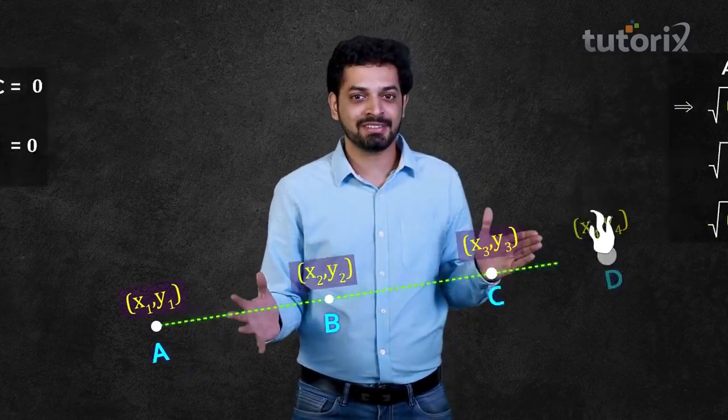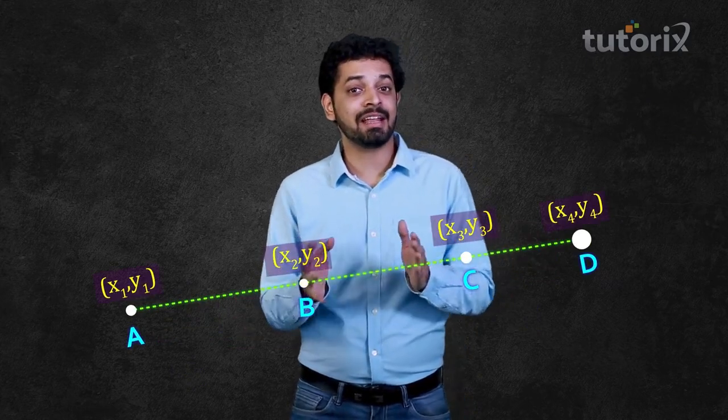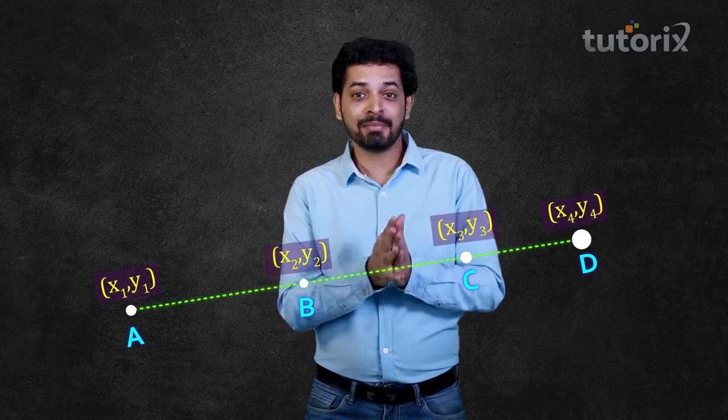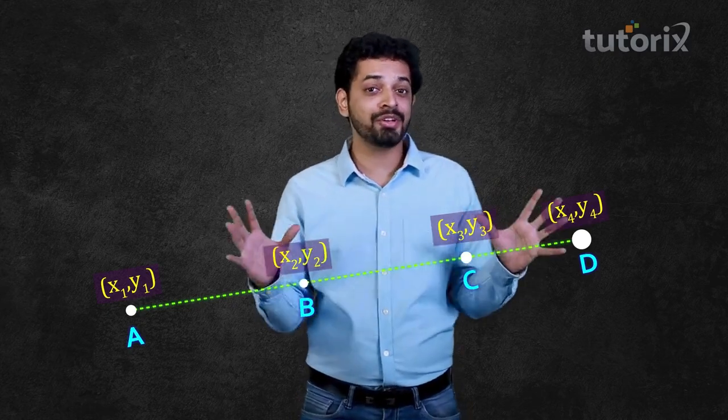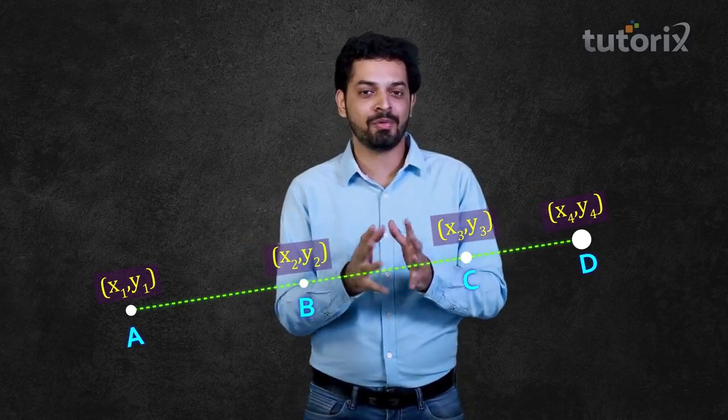Now what if we had 4 points? Then showing collinearity will become slightly challenging. But let me tell you that the slope of a line is a way more intuitive way to see the collinearity of 3 or more points.